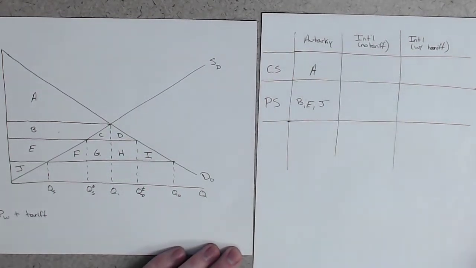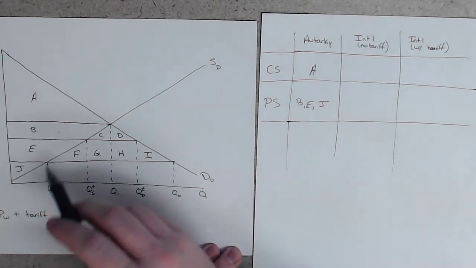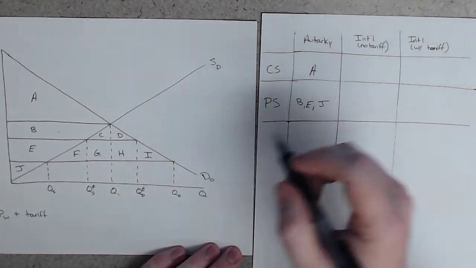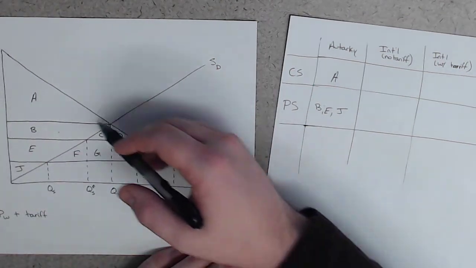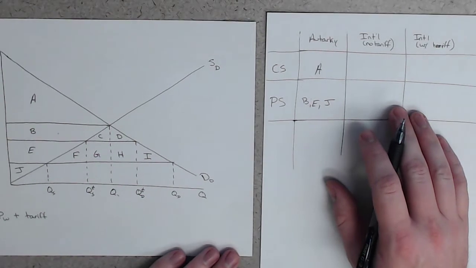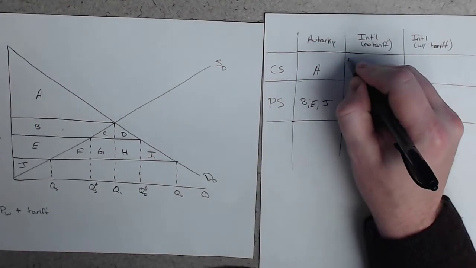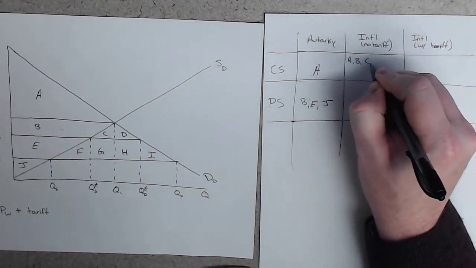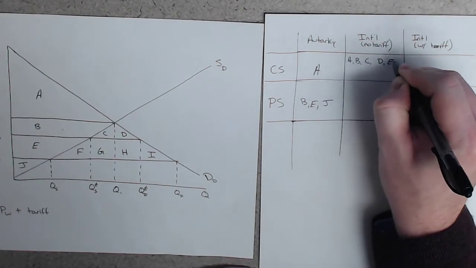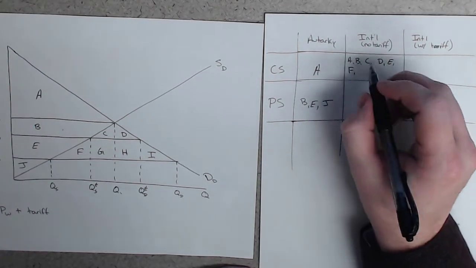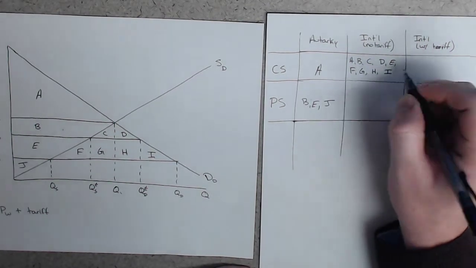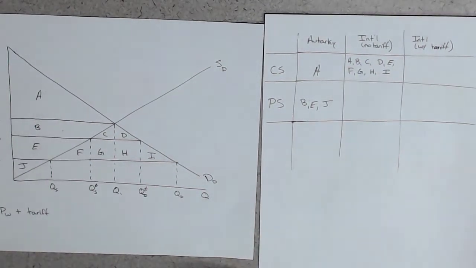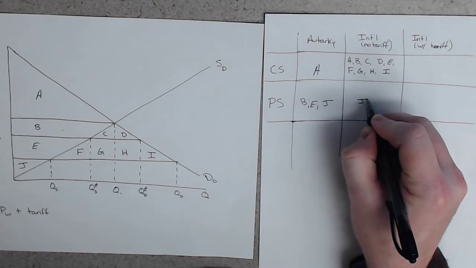Now, with international trade and no tariff, the consumer surplus becomes all of this, this whole area here. So it is A, B, C, D, E, F, G, H, and I. And the producer surplus is just J.